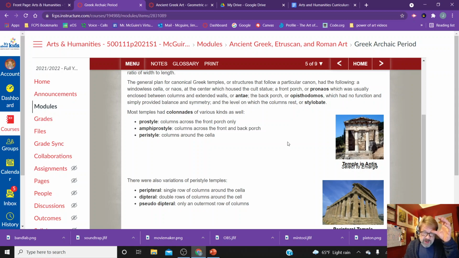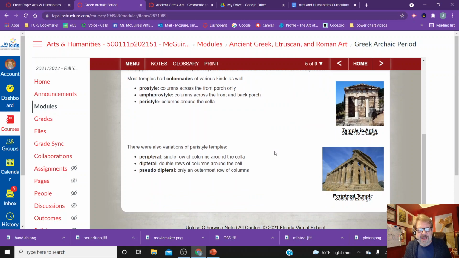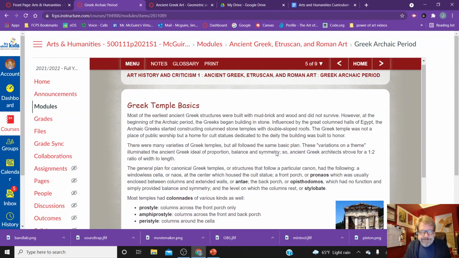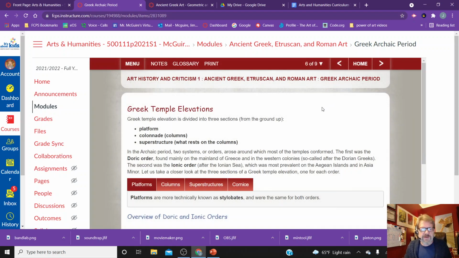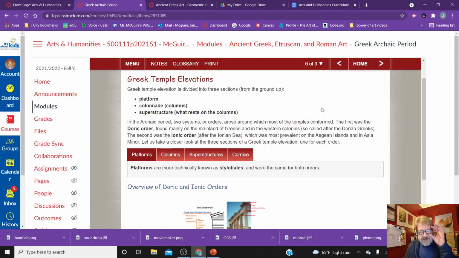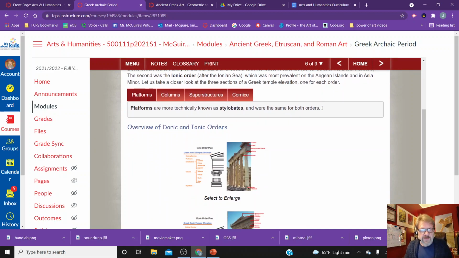And so what we're going to be looking at today is specifically how we can identify different periods of Greek architecture by looking at some of the more obvious differences in these different periods. We're going to look at all four of these, but the quickest way is to look at the columns. And so we're going to talk about that in just a moment.